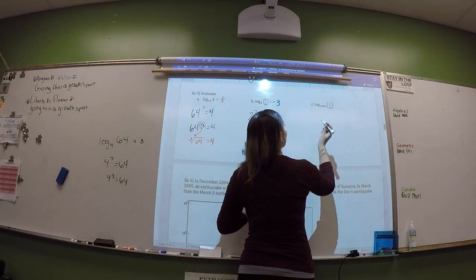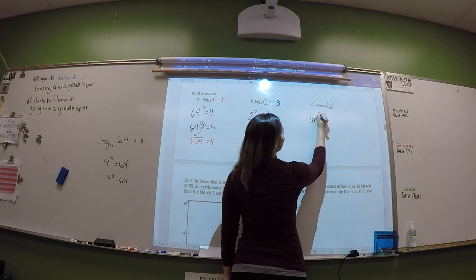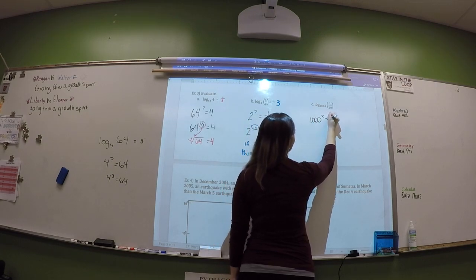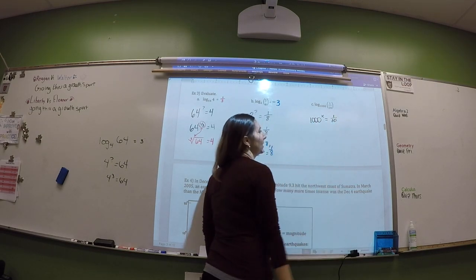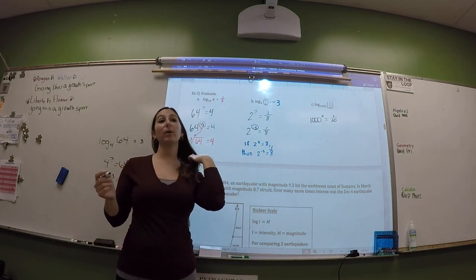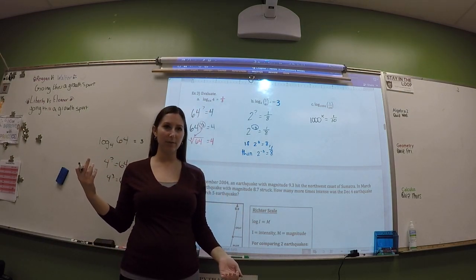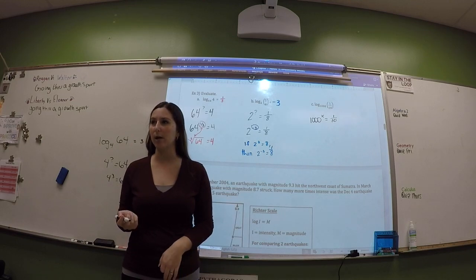Yeah, you do. All right, so in order to figure out what this is, 1,000 to some kind of power is going to give me a tenth. Now, I've been putting a question mark, but if you want, you can put a variable there. It's up to you.